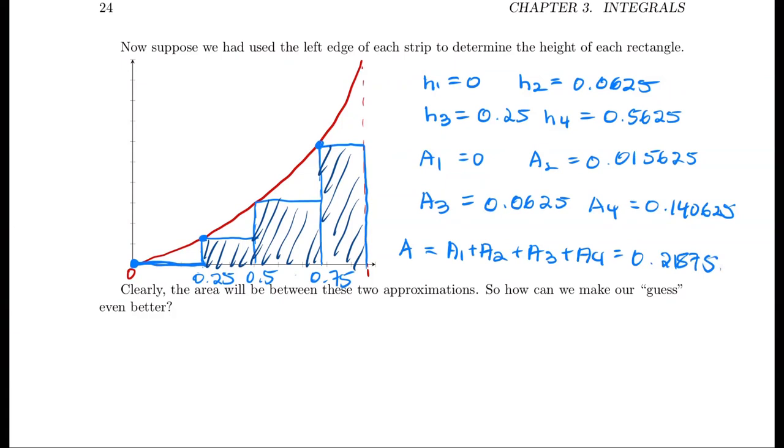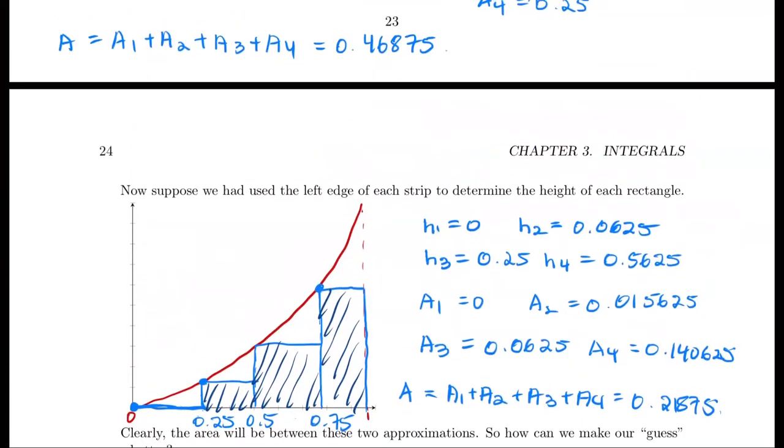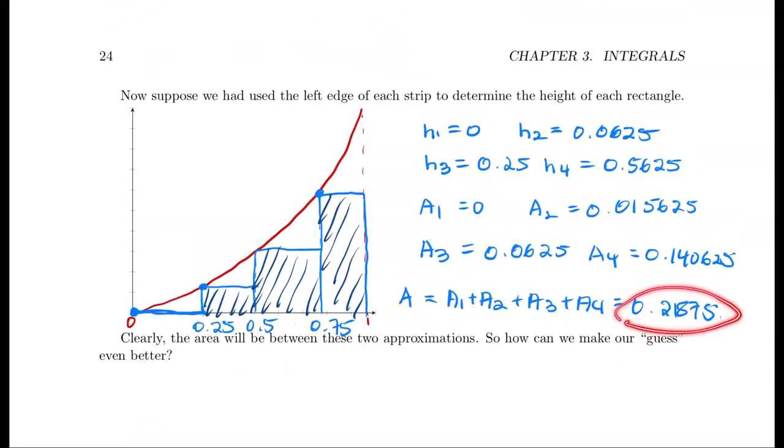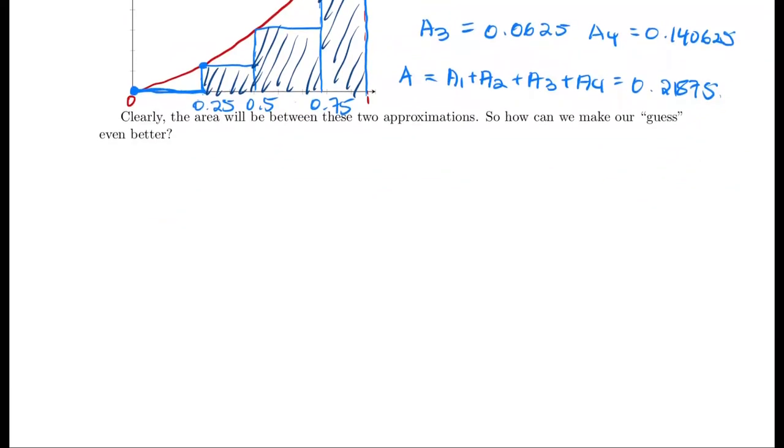which pretty much would not be right. So you see that in the previous part we got 0.46875 versus this one where we got 0.21875. How can we make our guess a little bit better? Can we probably average the two values that we get?